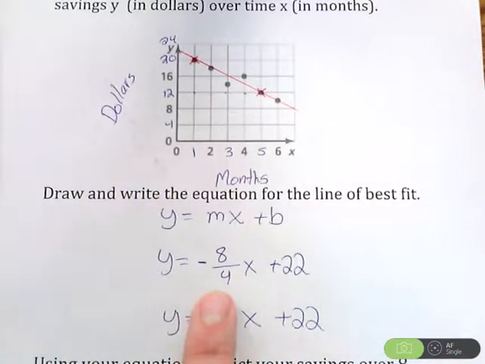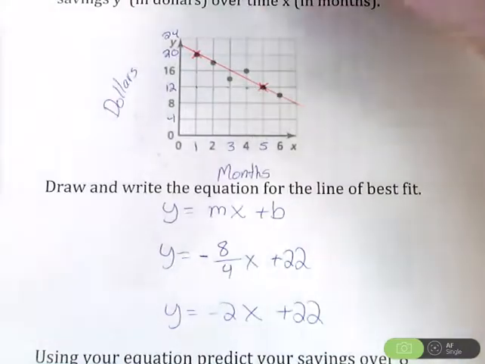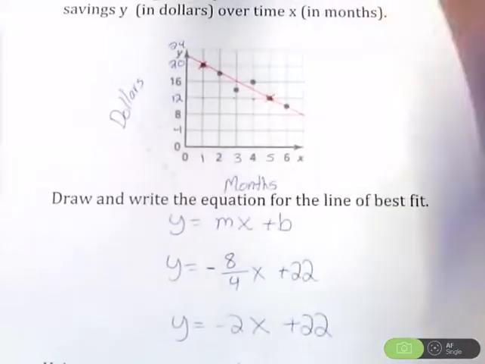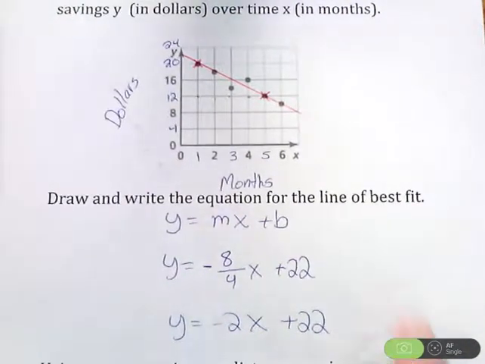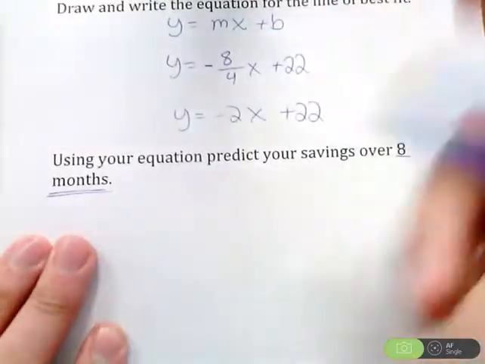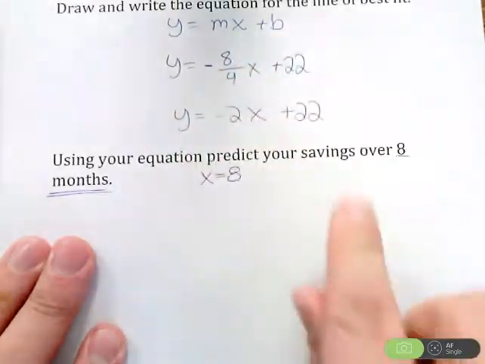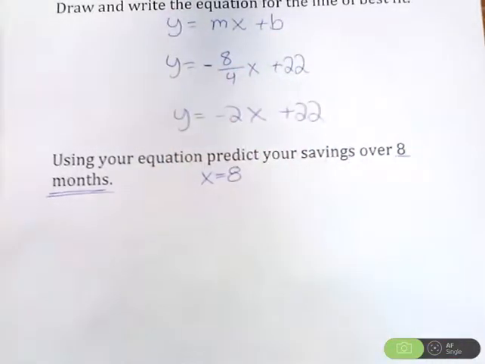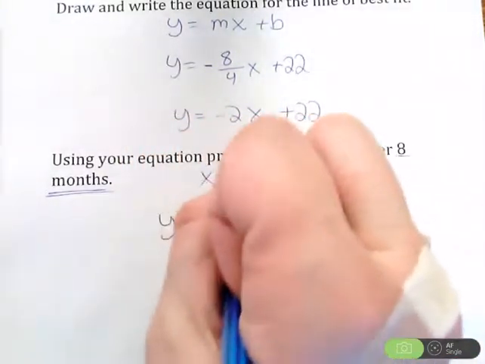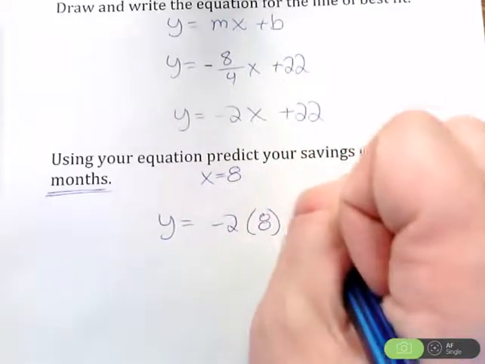So try and simplify if you can. And there we are. One last follow-up question. It says, use your equation to predict your savings over 8 months. So this 8 months, well, if we look up at the top, it doesn't really tell us if that's x or y, but we're talking about months, which is x. So what they really gave us is, hey, x equals 8. They want to know about savings, which we saw up top is y. So let's take 8, plug it in, and see what happens. So y equals negative 2, parentheses 8, plus 22.